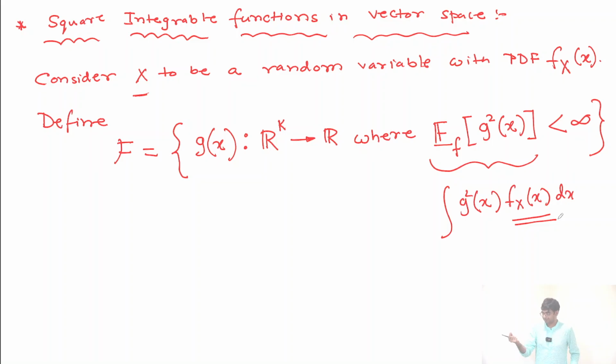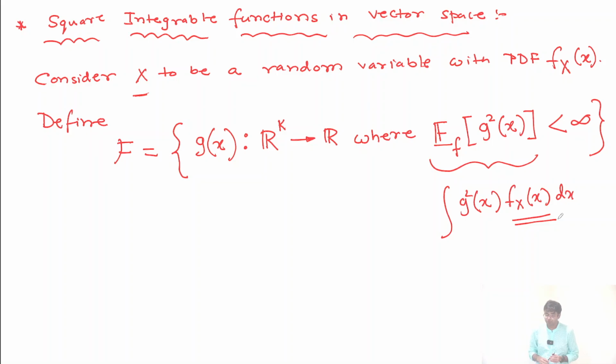g of x is a given function. And g(x) is not the PDF. g(x) is just a function. f(x) is the PDF. So you think of a big space where each point is a function. g(x) is defining one such point, but g can change. And this F is denoting all those points in that space that will satisfy this criteria. Okay.